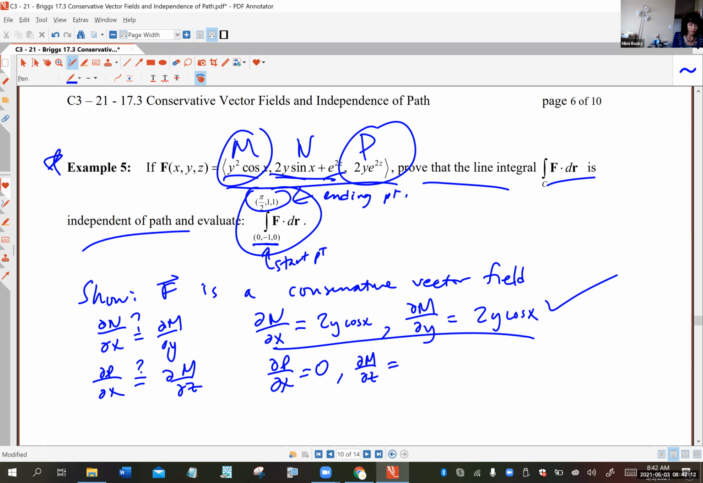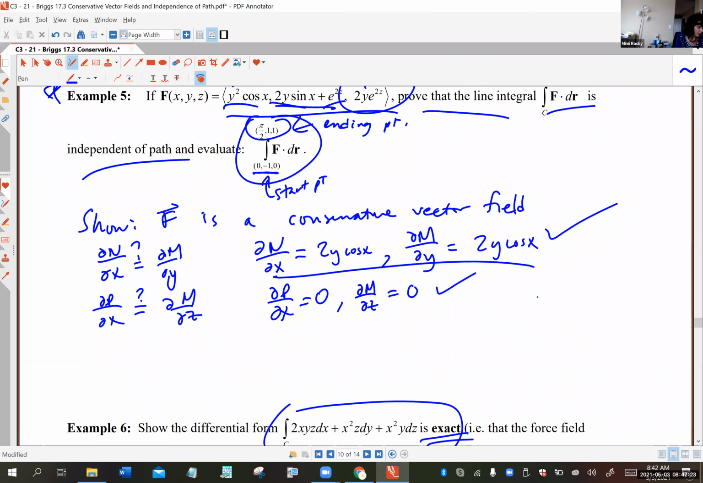Similar situation because M is y squared cosine x. There's no z's. So when you take the derivative with respect to z, you get 0. Check. Those are equal. We're getting pretty good. Now what? We got to show one more equality. dP/dy is the same as dN/dz. All right, here we go.